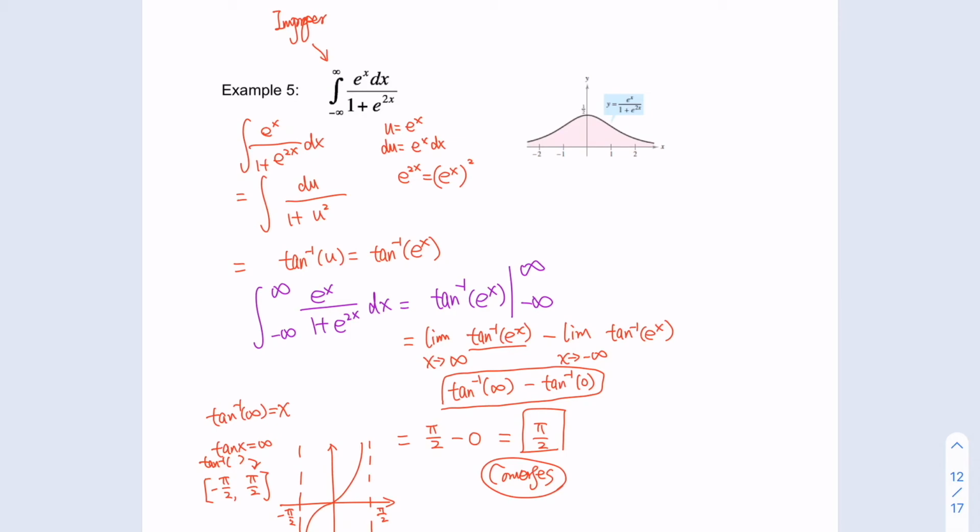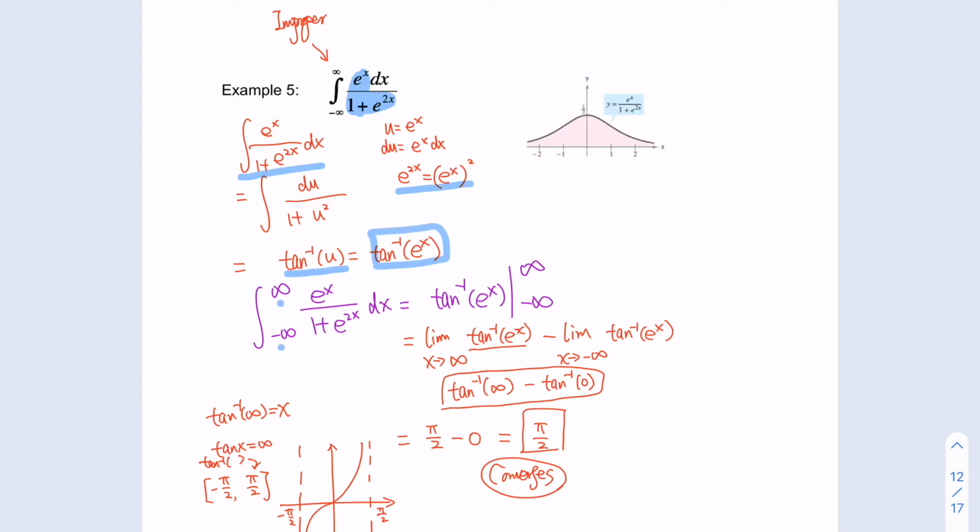As we know, e to the x over 1 plus e to the 2x is continuous everywhere, but the boundary is infinity now. So first, we take the antiderivative of the inside. We can use u substitution. So that gives us tangent inverse of e to the x, from negative infinity to positive infinity.